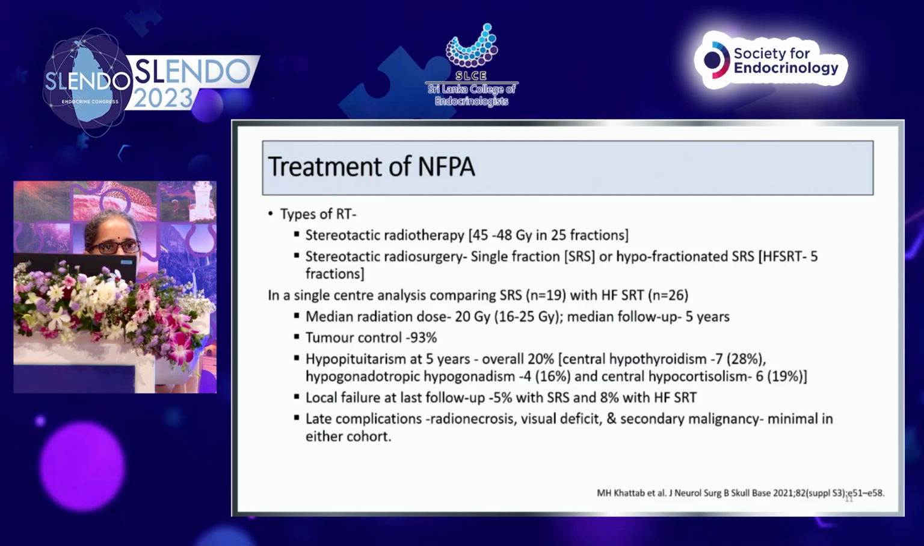Hypofractionated SRT is preferred in those patients where the residual or recurrent tumor is close to the optic apparatus, where you want to avoid damage to the optic chiasm, and so you administer the radiation in 5 fractions instead of giving it as a single dose. Late complications were very minimal, and they were also similar in both the groups.